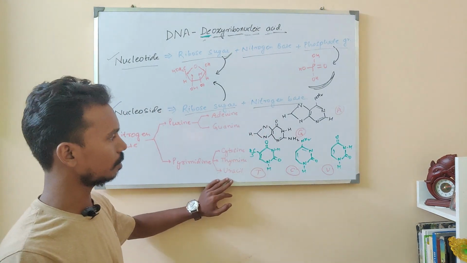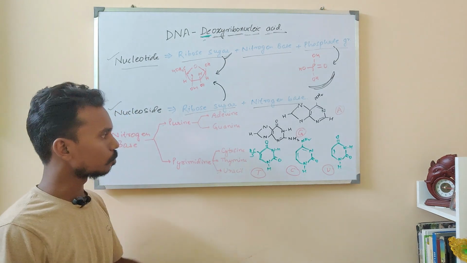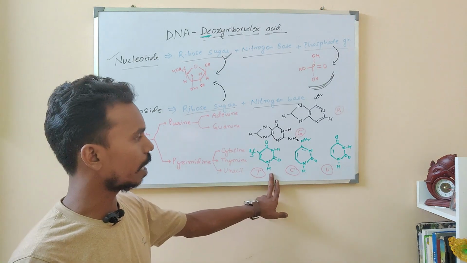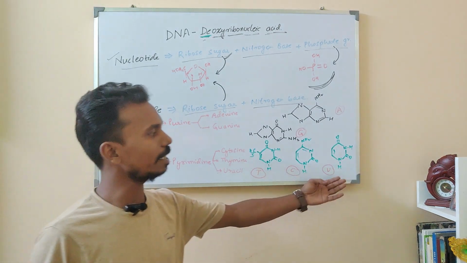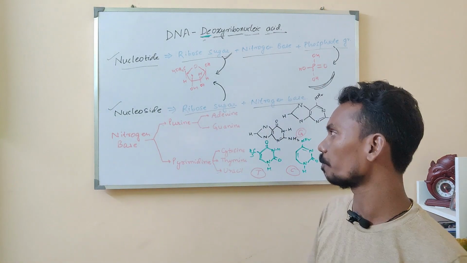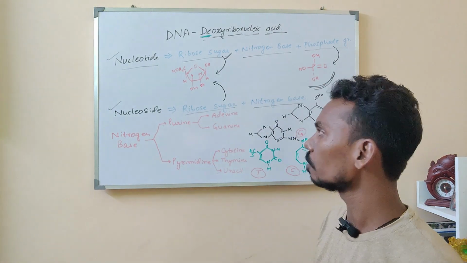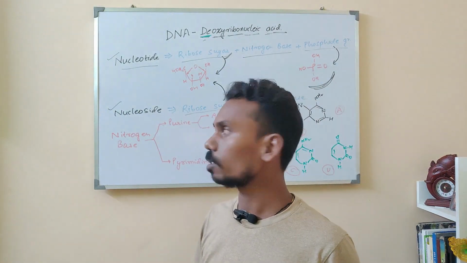Pyrimidine has three types: cytosine, thymine and uracil. So this structure resembles the thymine, this is cytosine, and this one is uracil. Uracil is actually present in case of RNA. This uracil is never present in case of DNA.